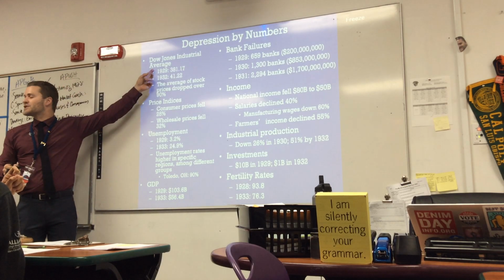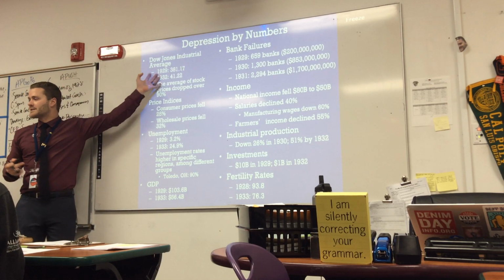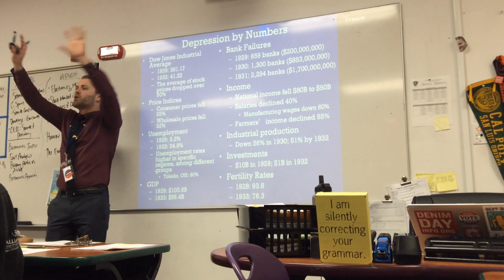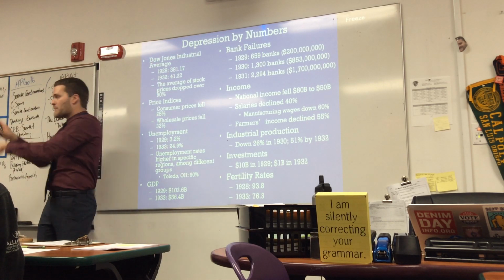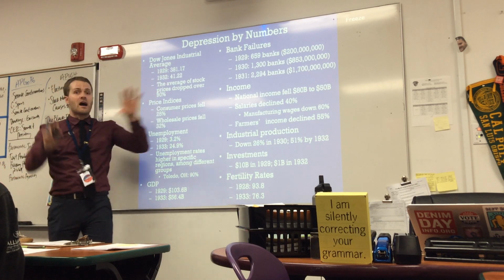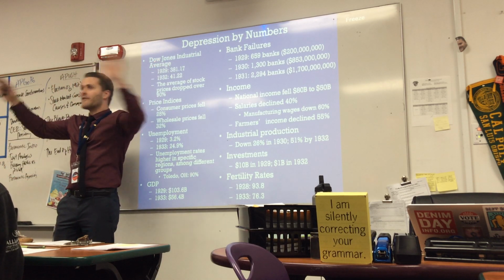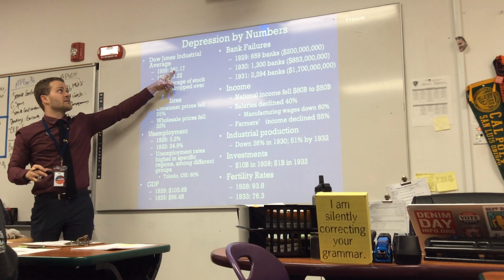The Dow Jones Industrial Average is complicated. They still have it today. It's basically a general consensus of the whole stock market. So maybe one stock goes down, but other stocks go up. The Dow Jones is like the average of all the stocks. It goes from 381 to 41.